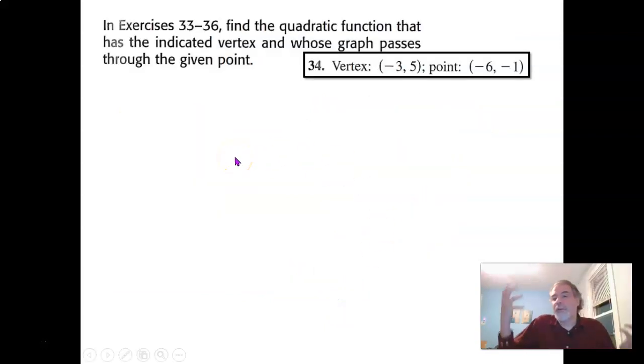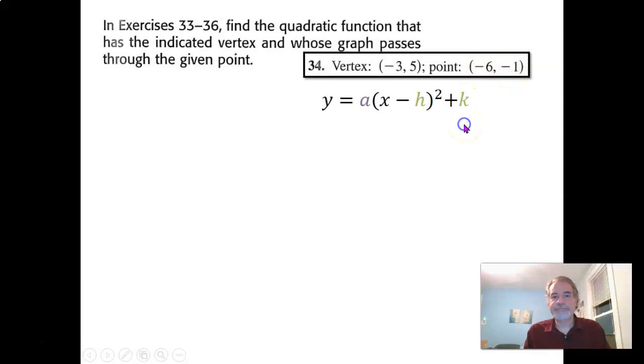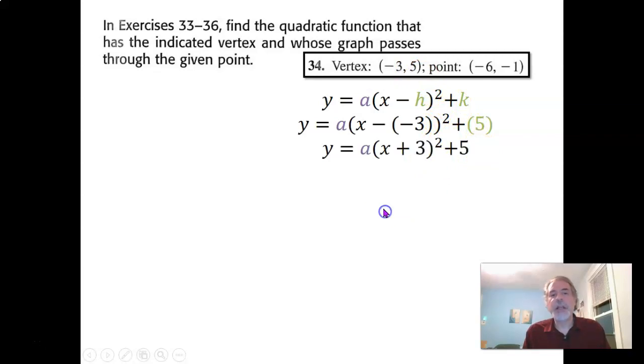And here's one where we don't have a graph to look at, but we still have all the same information. The vertex is at negative 3, 5, and then another point on the graph is negative 6, negative 1. So start by putting in the coordinates of the vertex for the h and the k. y equals a times (x minus negative 3) squared plus 5, which simplifies a bit to y equals a times (x plus 3) squared plus 5.